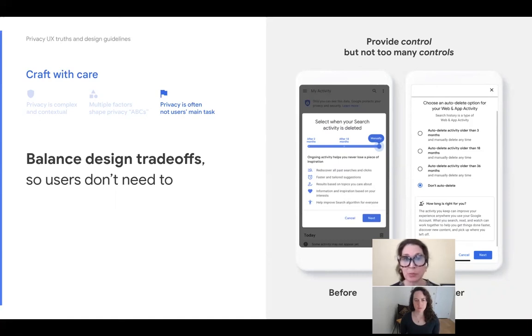Research shows that although people want control, they don't want to do the heavy lifting. They like to set and forget. The goal should always be to enable control without the complexity of too many controls.